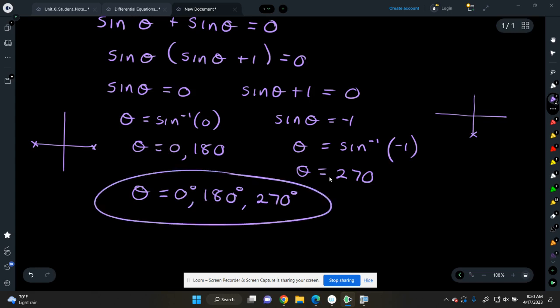Should we also include 360? No, because oh, it does include it on this one. Oh, good observation. We have to include it. Yes, because on this worksheet, it does include both 0 and 360. Yep. Okay.